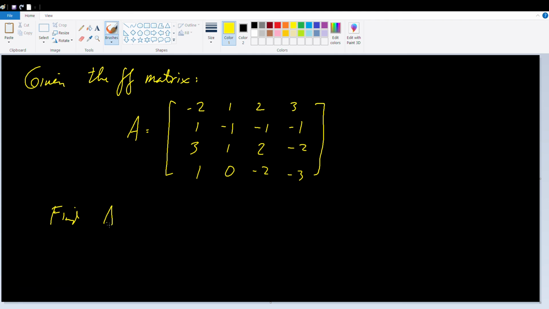Find A prime in reduced row echelon form that is row equivalent to A. Okay, work on this and I'll be back after 15 minutes.